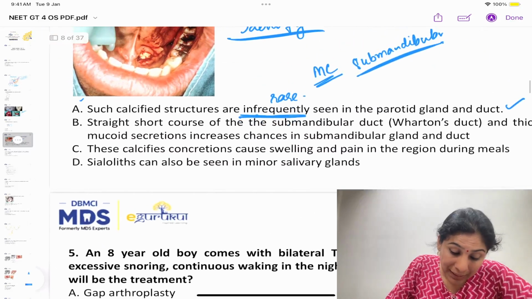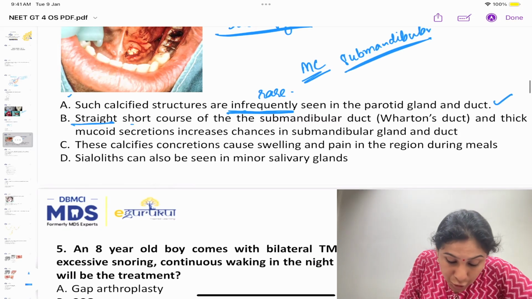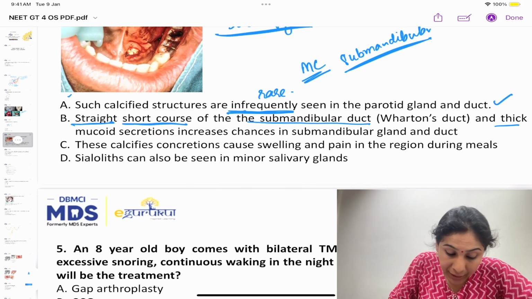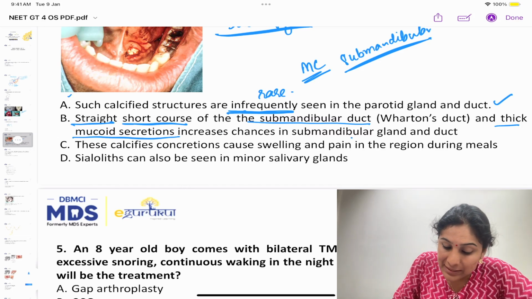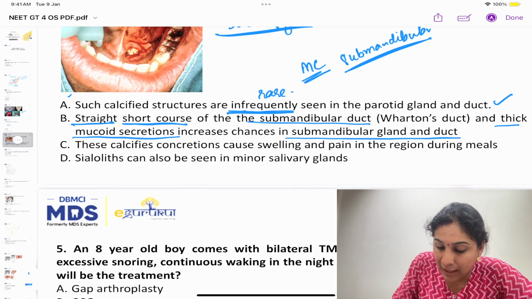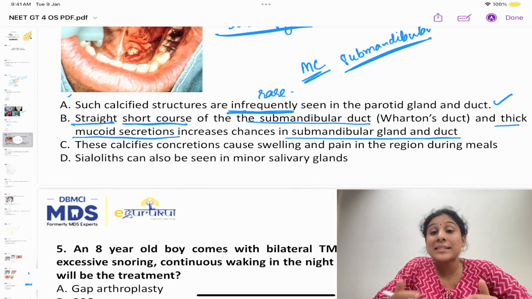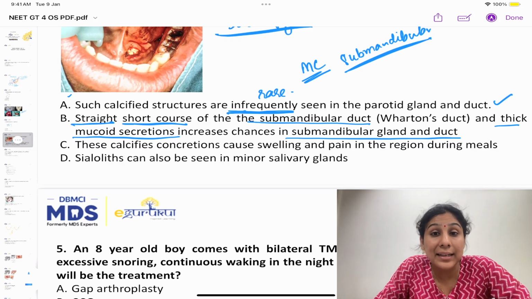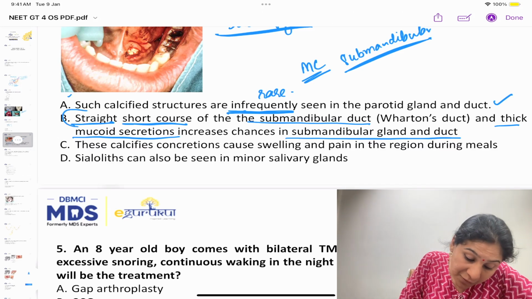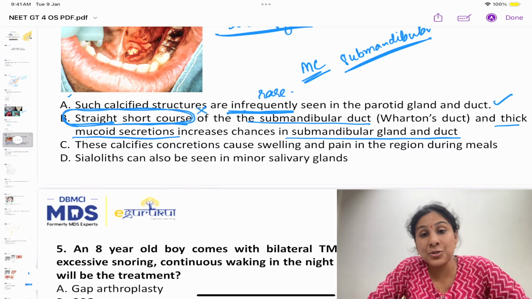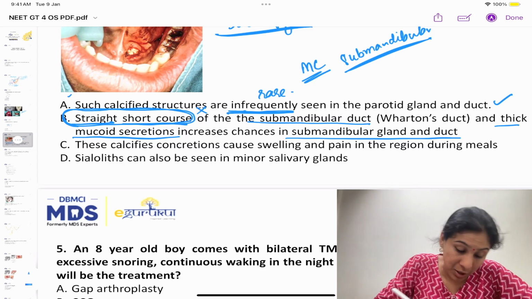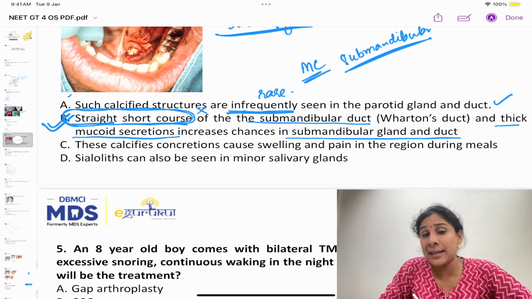Option number B is straight short course of the submandibular duct and thick mucoid secretion increases chances of submandibular gland and duct sialoliths. Now the second half of the option is correct, that the secretions are thick. But this first half of the option, straight short course, this is wrong. Alright, so not even the full option is wrong, just the half option is wrong, which makes B as the correct answer.